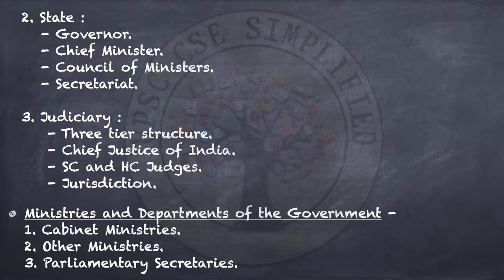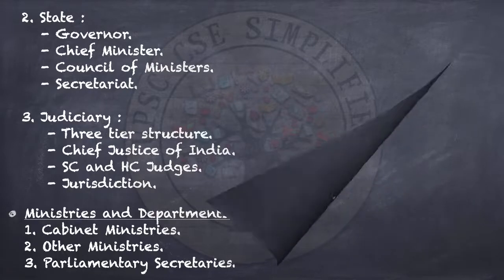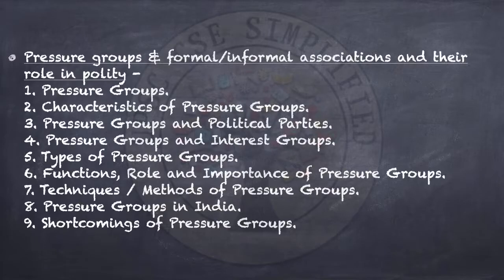Next topic will be ministries and departments of the government. First topic is cabinet ministers, second is other ministries, third is parliamentary secretariats. Next subtopic is pressure groups and informal associations and their role in polity. Subtopics are pressure groups, characteristics of pressure groups and political parties, pressure groups and interest groups, types of pressure groups, functions, roles and importance of pressure groups, techniques, methods of pressure groups in India, shortcomings of pressure groups.